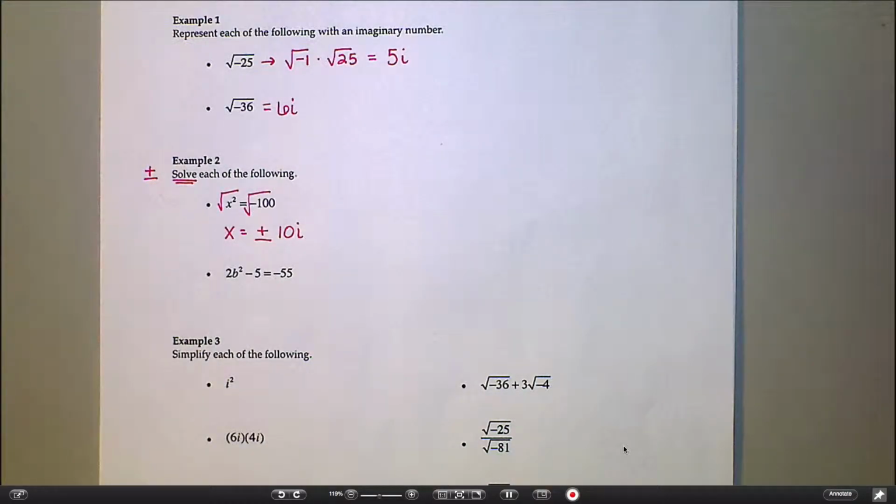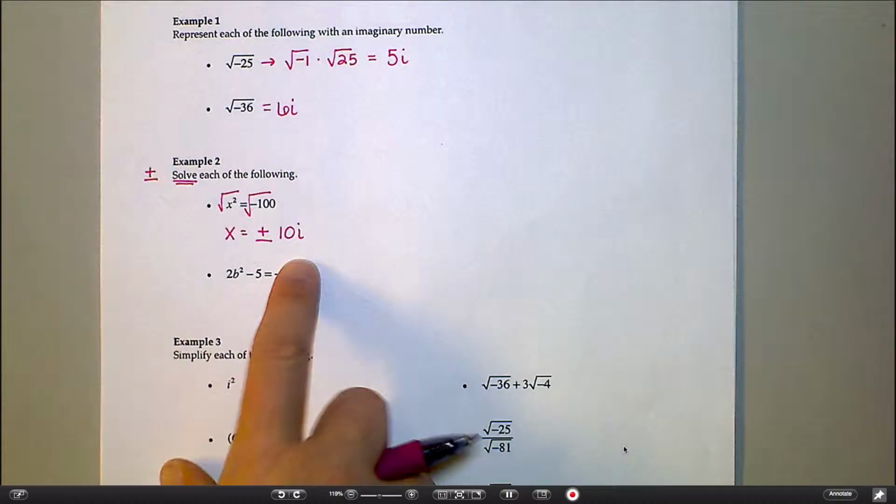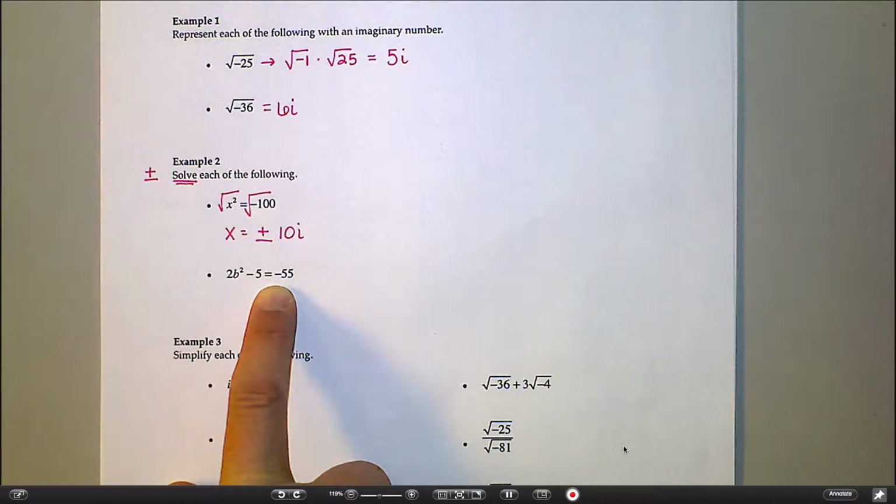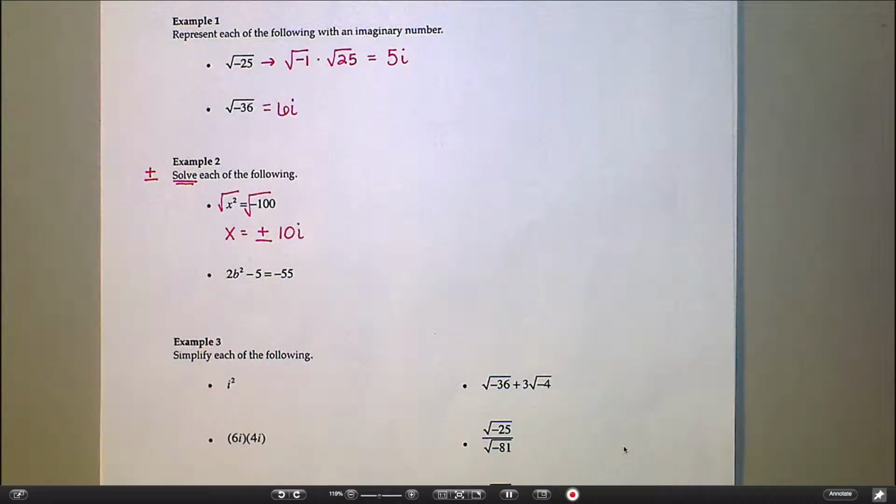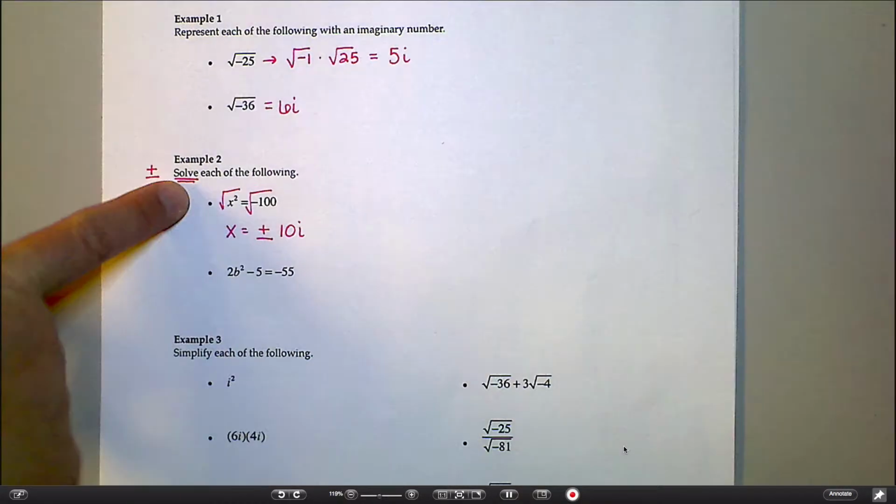What would you do first? Okay, I see what you're doing. So you want to move the 55 over here and have it equal 0 and then probably do quadratic formula? We could. You'd be totally fine if you wanted to do quadratic formula. Do you need to? You don't have to. No. Because this one only has a b squared in it and not a regular b, we can solve this kind of just like we did this first one.